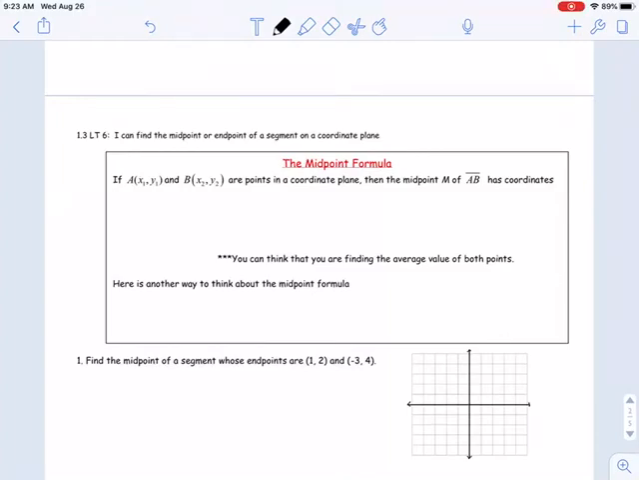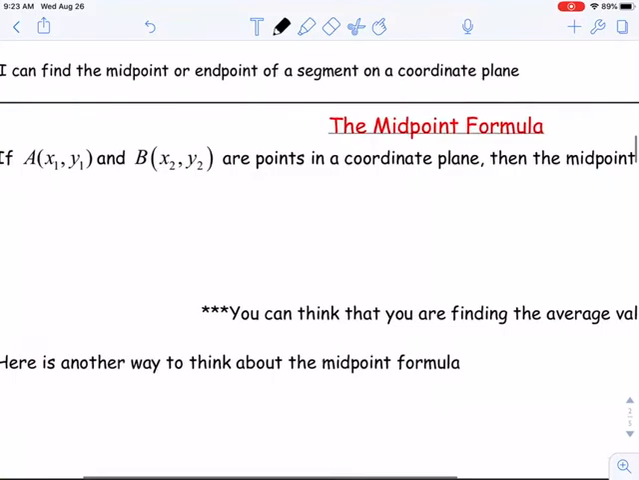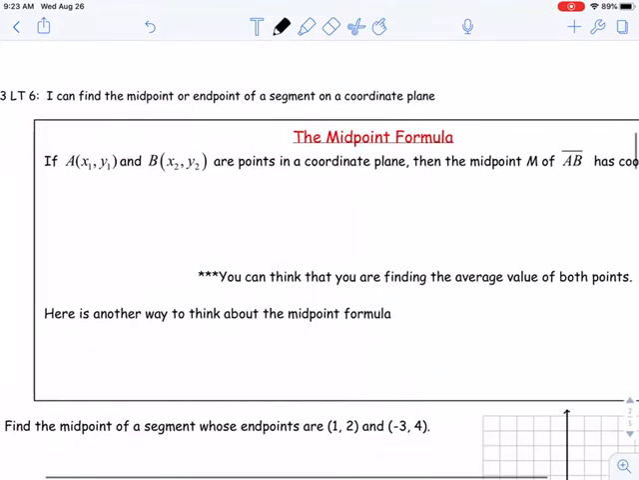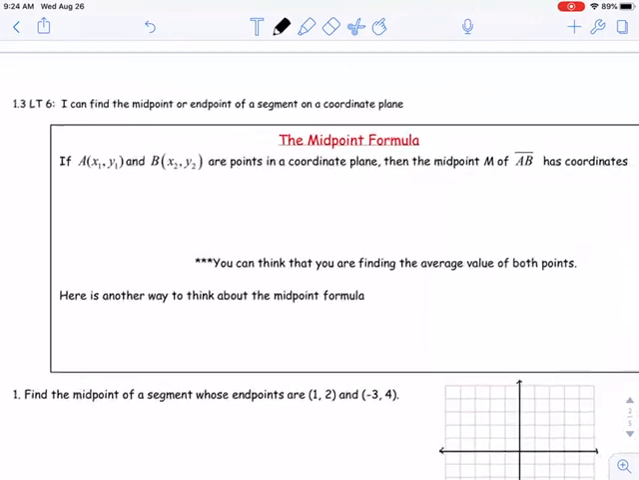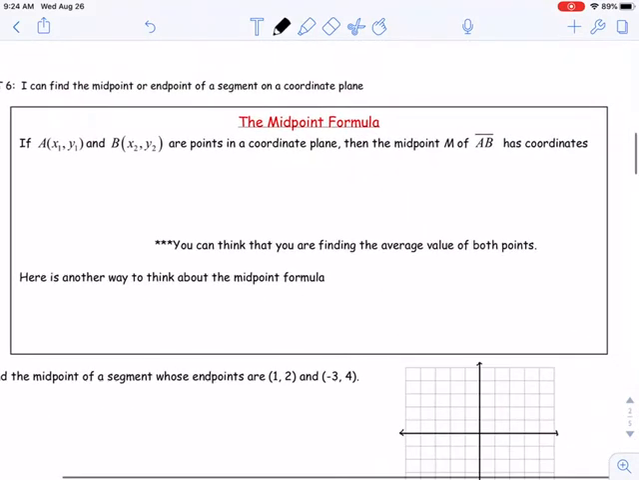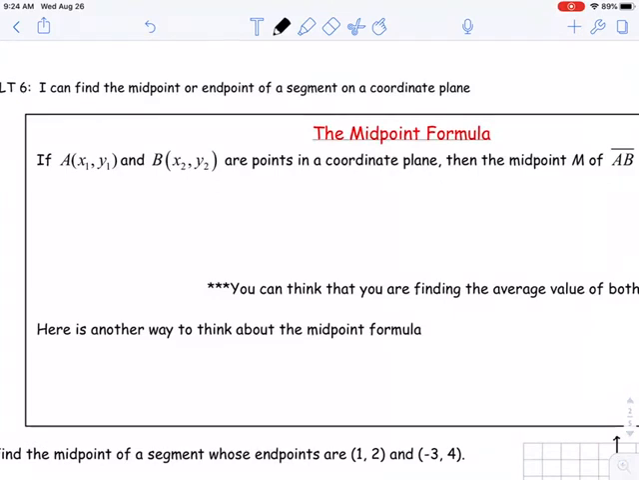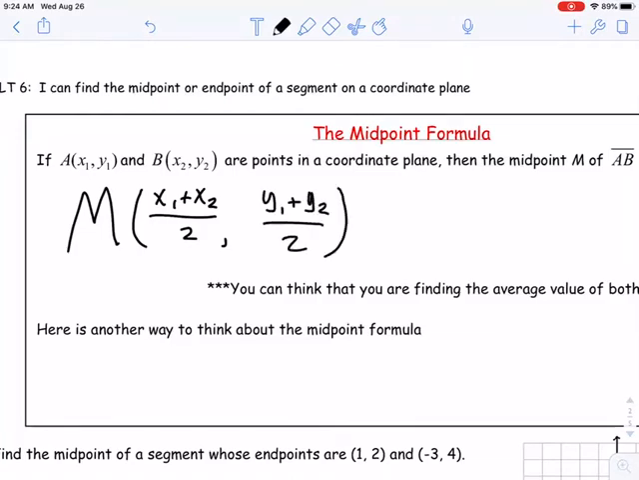All right, so now we have the midpoint formula. We have two random points, A and B, (x1, y1) and (x2, y2), in a coordinate plane. The midpoint would be this: you're just going to do a giant M, which means midpoint, parentheses, x sub 1 plus x sub 2 divided by 2, comma, y sub 1 plus y sub 2 divided by 2.